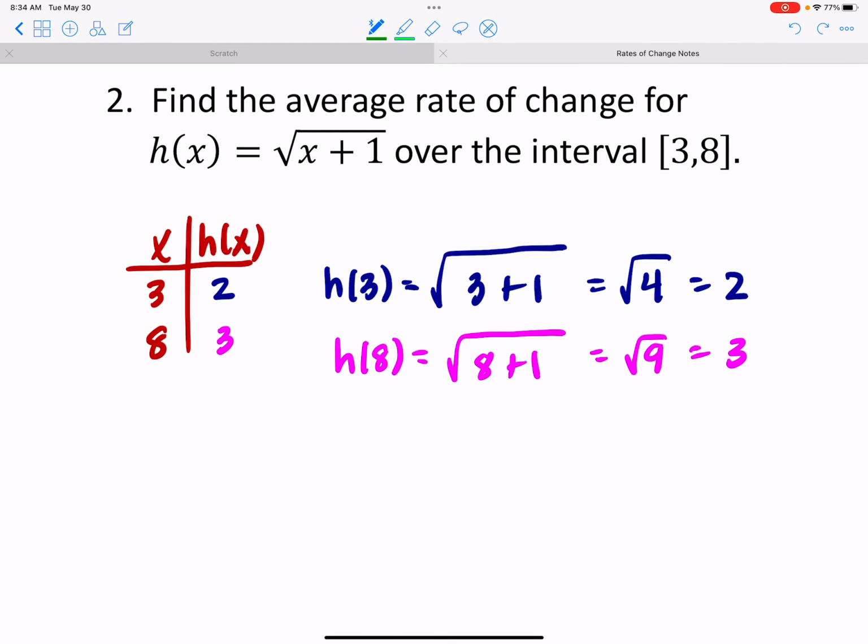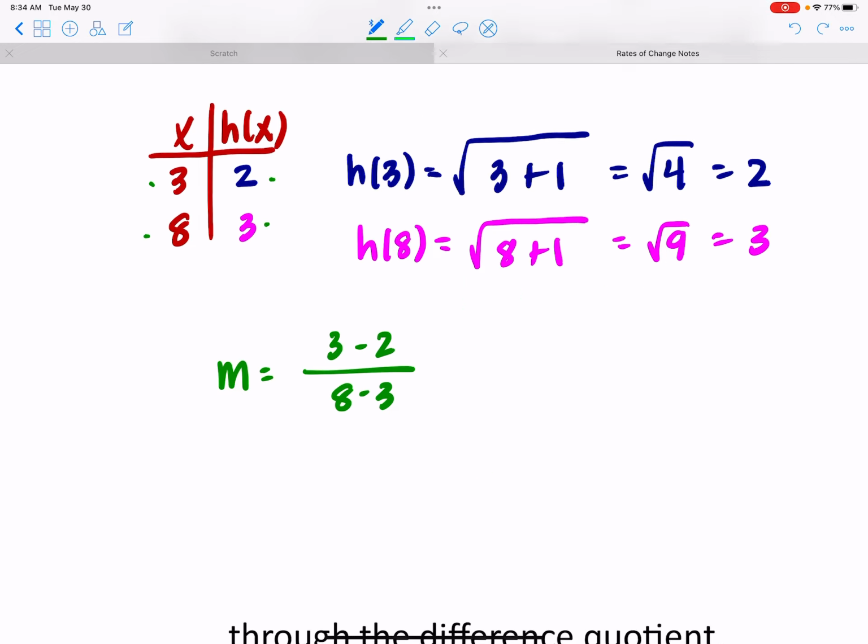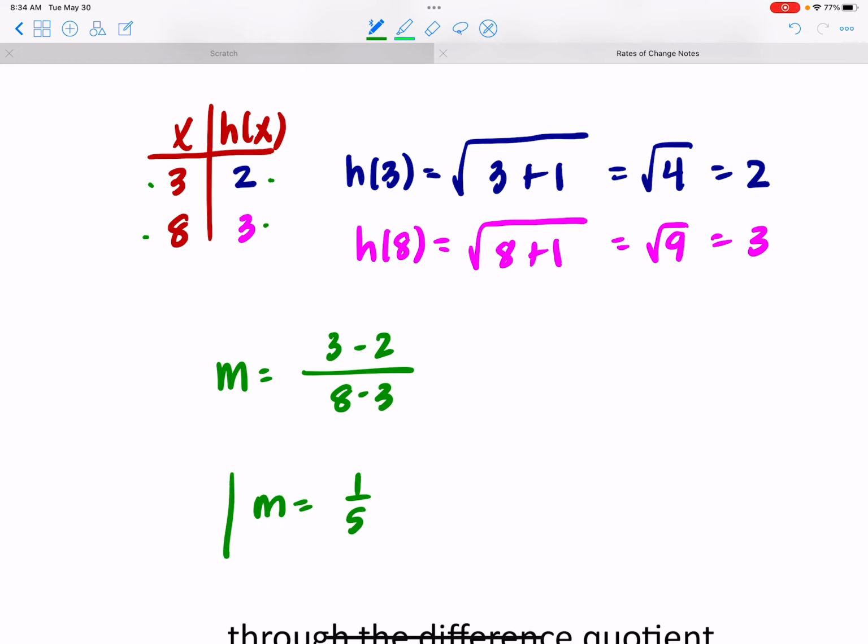So in this case, we're going to say our slope is y2 minus y1, so 3 minus 2, divided by x2 minus x1, that's 8 minus 3. And so 3 minus 2 is 1, 8 minus 3 is 5. That means our average slope over this interval is going to be 1/5. And I just want to move this so I can box the whole thing in, and there we have it. Okay, so our average rate of change of that interval is 1/5.